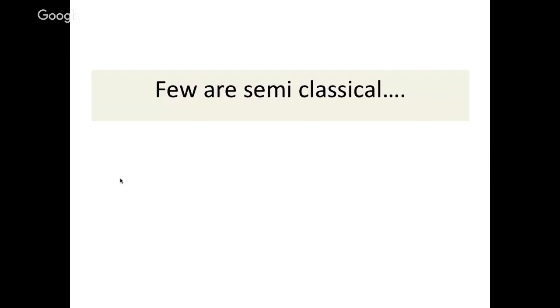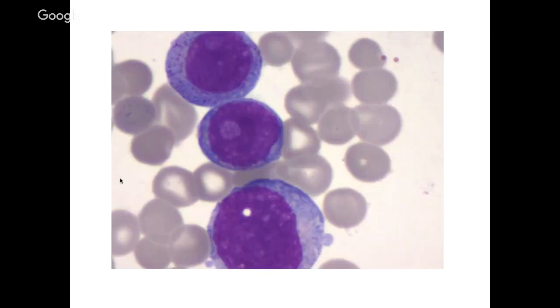But some blasts are not very classical, so they don't show you Auer rods, like this one. This is a large cell compared with the RBCs. It's a large cell with abundant cytoplasm, very free flowing grayish blue cytoplasm, and prominent pencil carved nuclei. You see the nuclei, very prominent. Some granules in the cytoplasm. This morphology reminds you of a monoblast, but you can't call it monoblast till you do some stains or further workup.